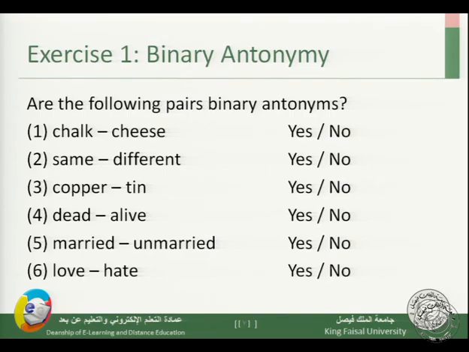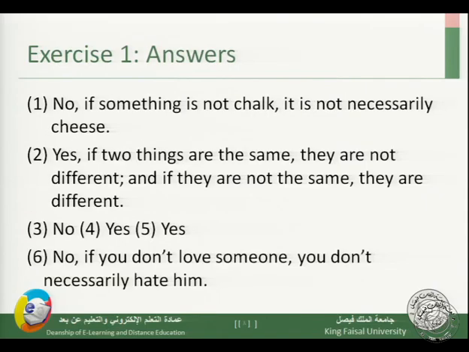Number 5, married. If someone is not married, does this mean he is unmarried? The answer is yes. So these two are binary antonyms. The 6th one, love and hate. If you don't love someone, does this mean you hate him? So the answer is no. It doesn't necessarily mean you hate him. Okay, you might be indifferent. So these two, the last number 6, are not binary antonyms. So here are the answers if you want, and hopefully when you did the exercise yourself, you reached similar results. If you had any differences and problems, see our discussion and then see where your problem was.